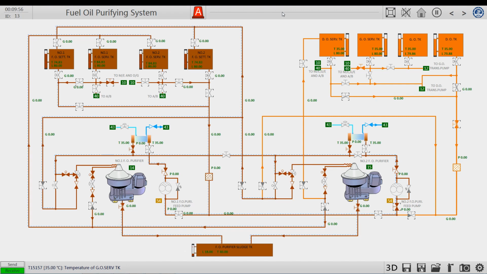Similarly, the oil residue generated by the oil separator is returned to the oil residue tank through the oil residue pipeline. Dirty oil and oil residue in the sludge tank can be sent to the incinerator by oil sludge pump. It can also be left to dock for recycling on shore. That's a brief introduction to the fuel purifying system.